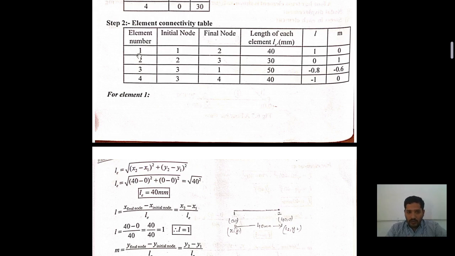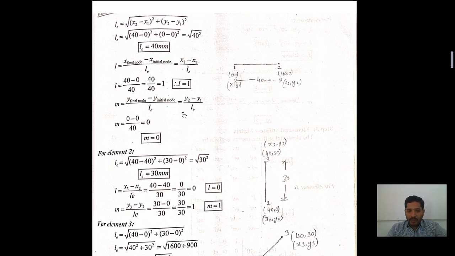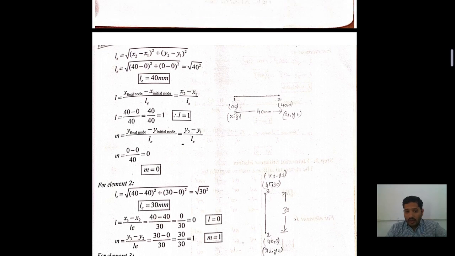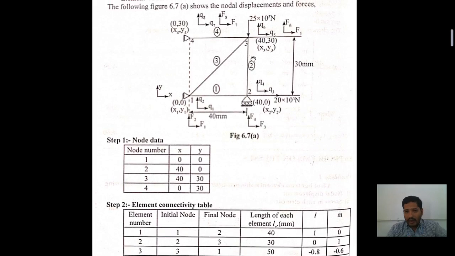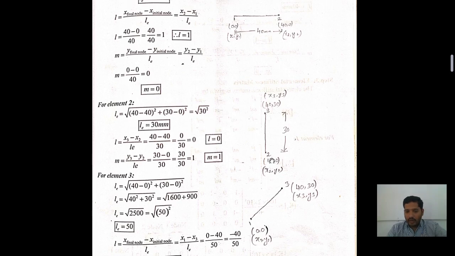Again the same procedure we need to follow for the second element. Then how to find out the second element? The same concept you have to go for. LE is equal to the square root of. Here we are joining which nodes? If you want to form the second element, we need to join the initial node and final node. The initial node is 2, the final node is 3. Clear? That's what I am representing here. Second node and third node.